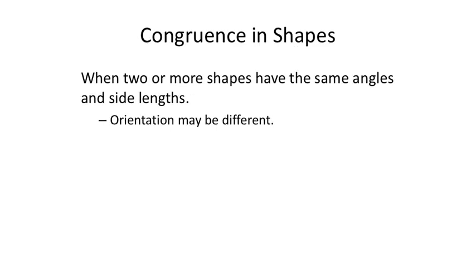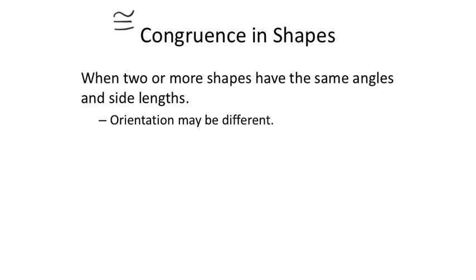So, congruence in shape. Remember, a congruence symbol is going to look like this. You're going to see this not just with shapes, but we can have congruence between side lengths, and we can have congruence between angles as well. So, when two or more shapes have the same angles and the same side lengths, then we would say that the two shapes themselves are congruent.